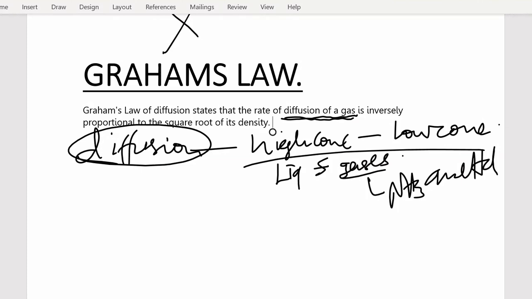So learner, how can you express Graham's law of diffusion mathematically? Please pause the video and try to express Graham's law of diffusion.